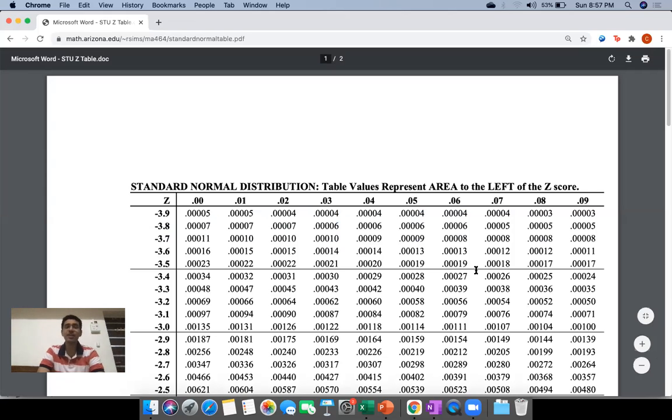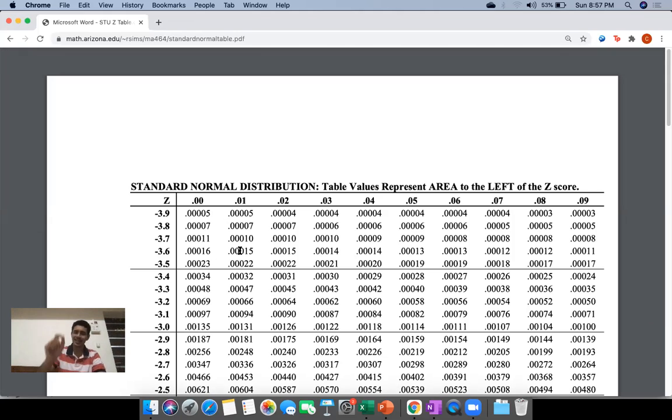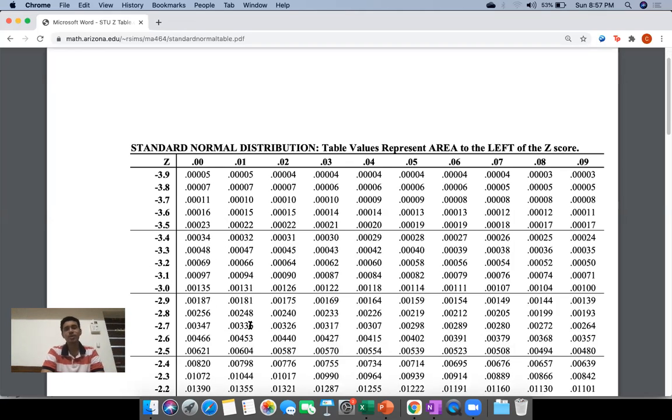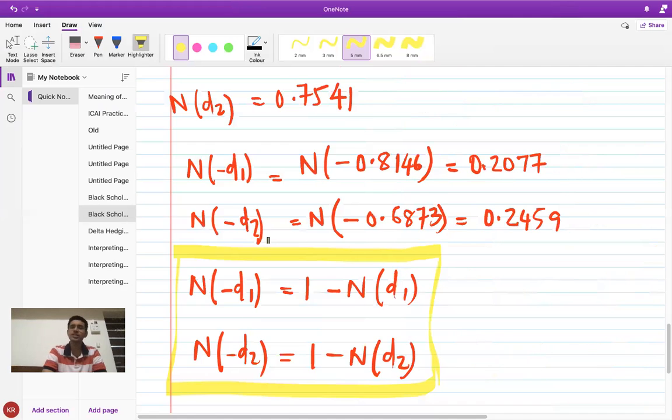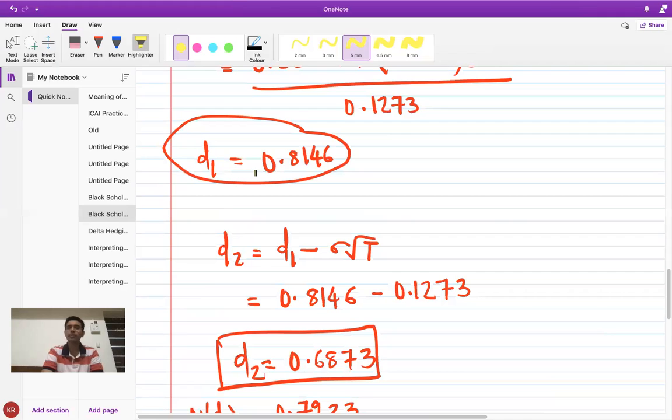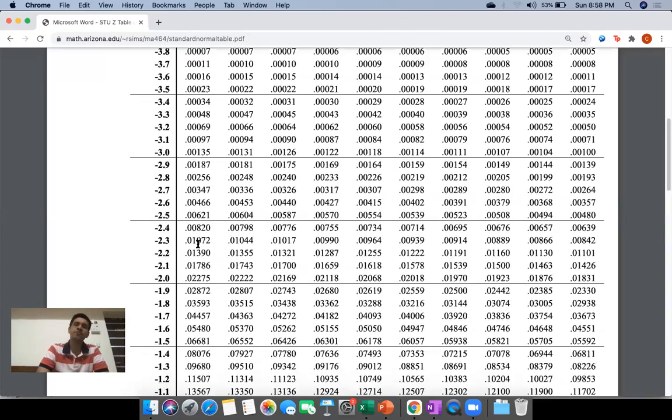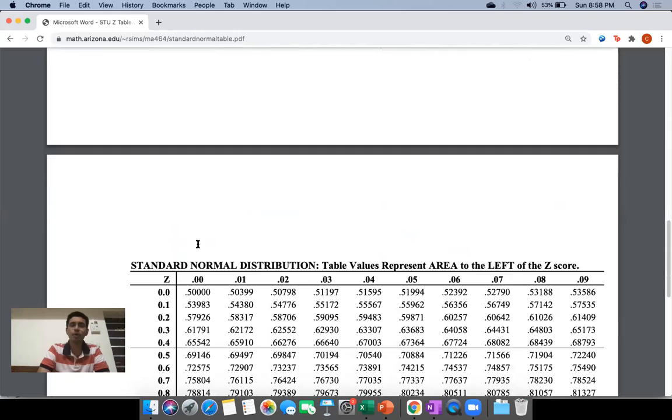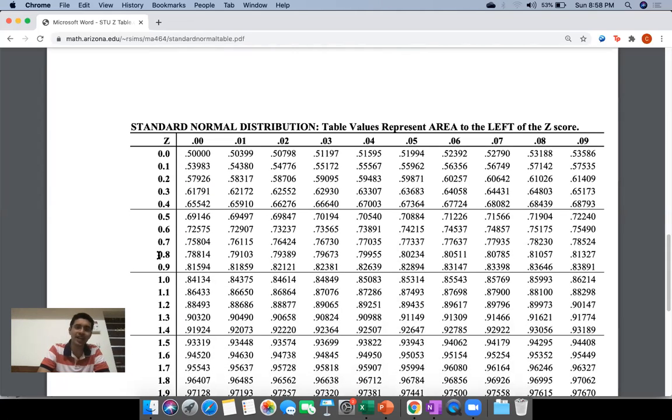D1 and D2 that we have calculated are similar to Z. What we are doing is inputting the value of Z and finding out the corresponding probability. For instance, the value of D1 that we got was 0.8146. You can read it as 0.815. Now I'm scrolling down, moving to 0.8. This is 0.8 and our value is 0.815.